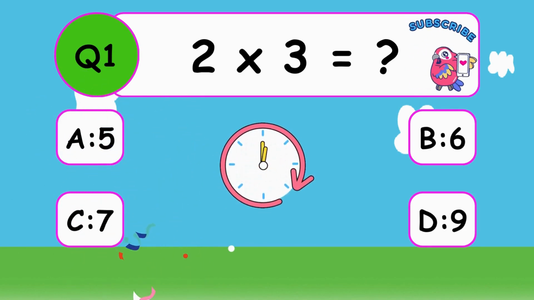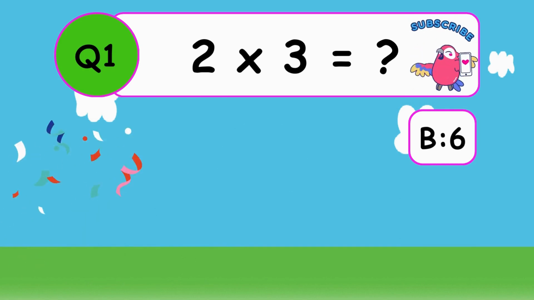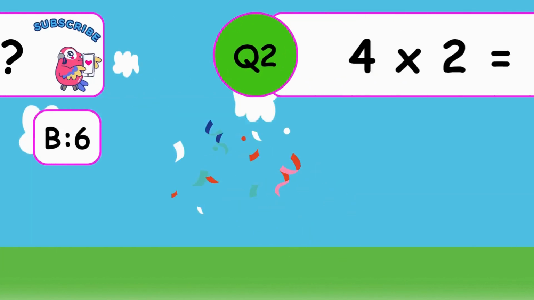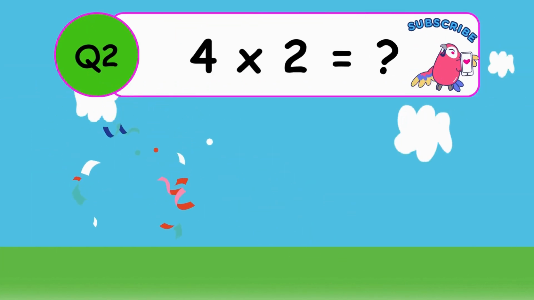The correct answer is B, 6. 2 times 3 is equal to 6. What is 4 times 2?